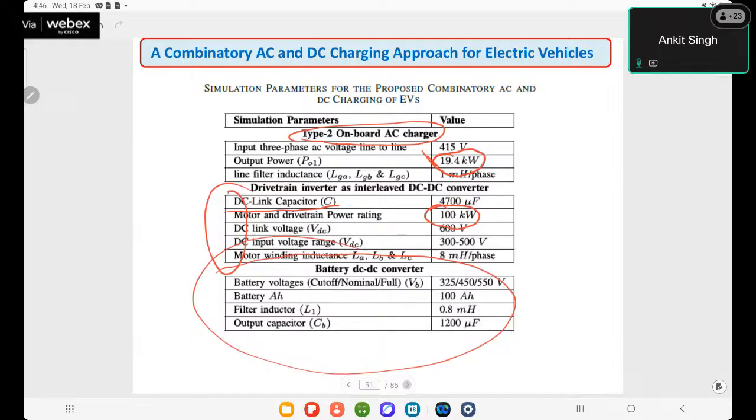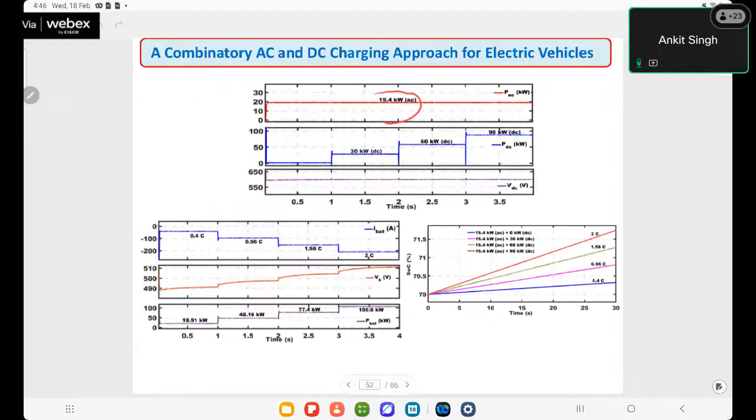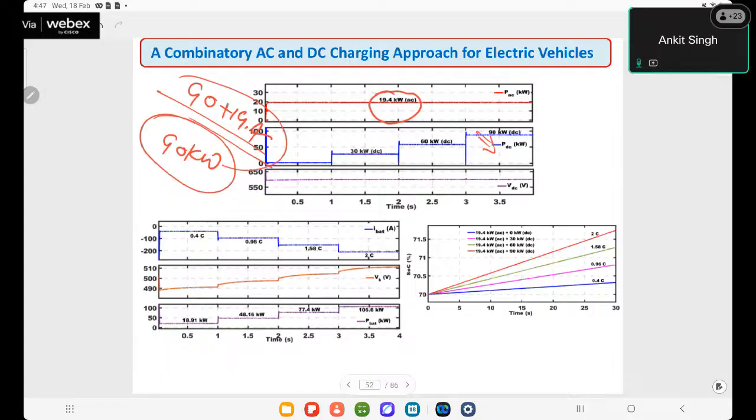So here we can see the grid is supplying 19.4 kilowatt, and the DC power varies according to the motor rating. Till here they have taken 90 kilowatt from the DC supply. So overall 90 plus 19.4, that much power is the maximum charging power in an on-board application when we utilize any DC power in the charging system.